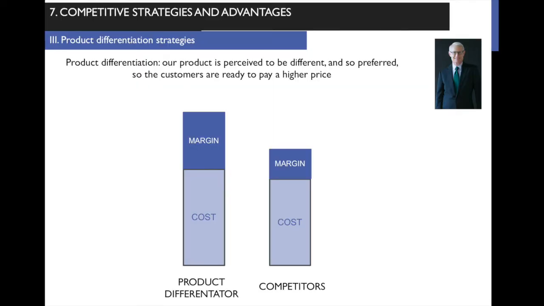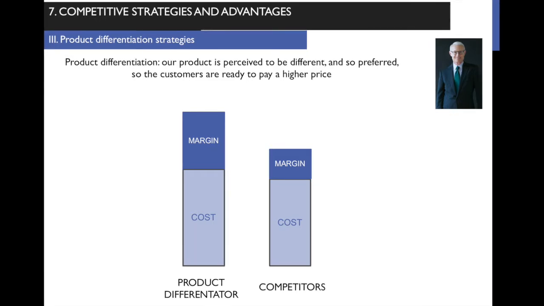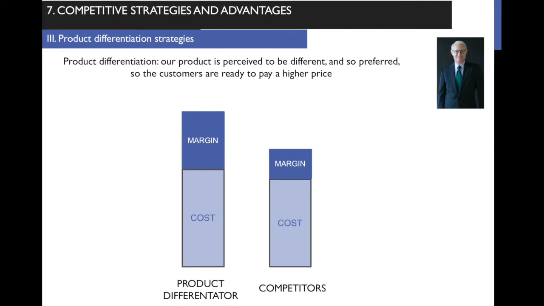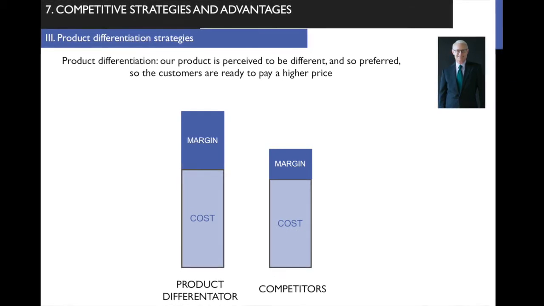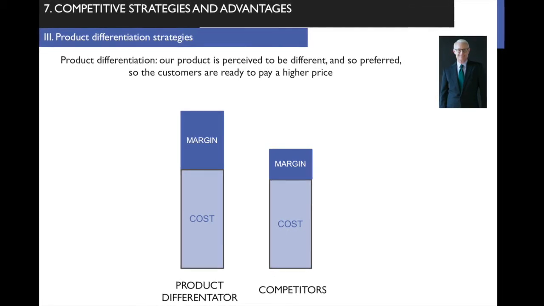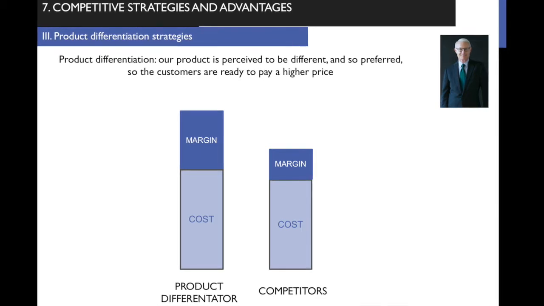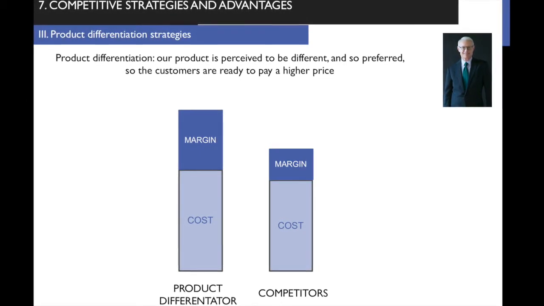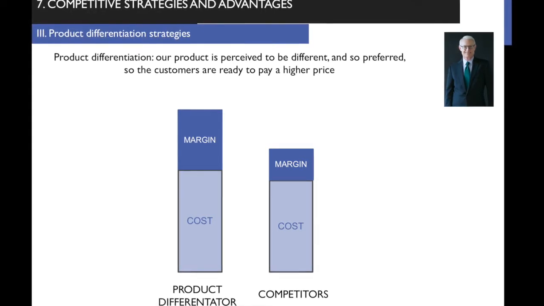The other strategic alternative proposed by Michael Porter is called product differentiation. In product differentiation, we consider that the cost of our company is going to be higher than the cost of our competitors. But anyway, our product is going to be perceived to be different. So the customers will prefer it and they will be ready to pay a higher price. So the cost is higher, but the margin is also higher.